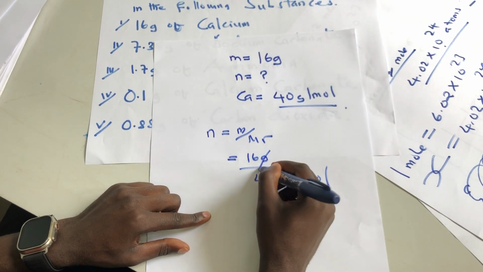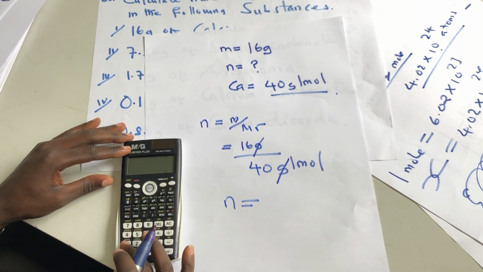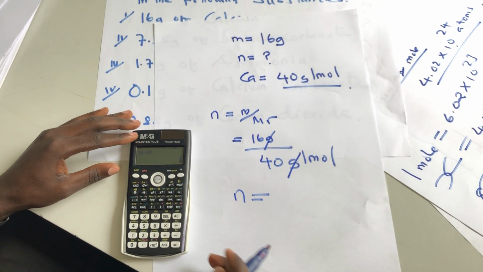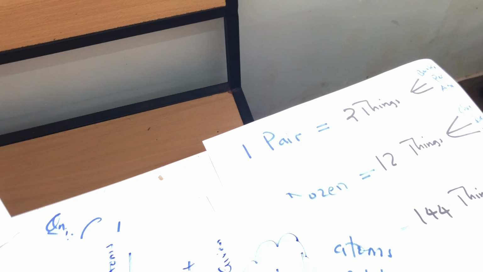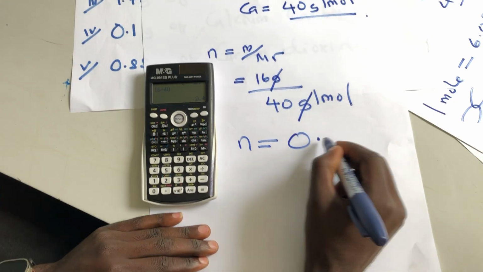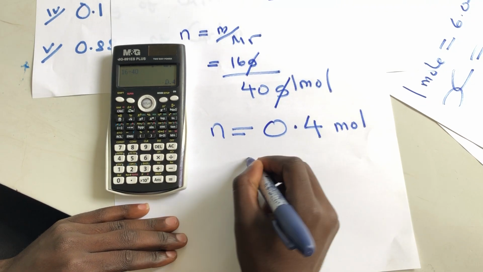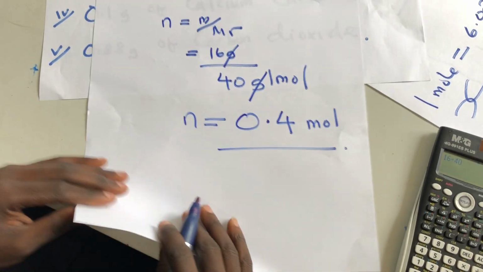you cancel gram and gram. So number of moles for calcium equals 16 divided by 40. So this is how you can find the number of moles. So number of moles for calcium equals 0.4. Question number 2.